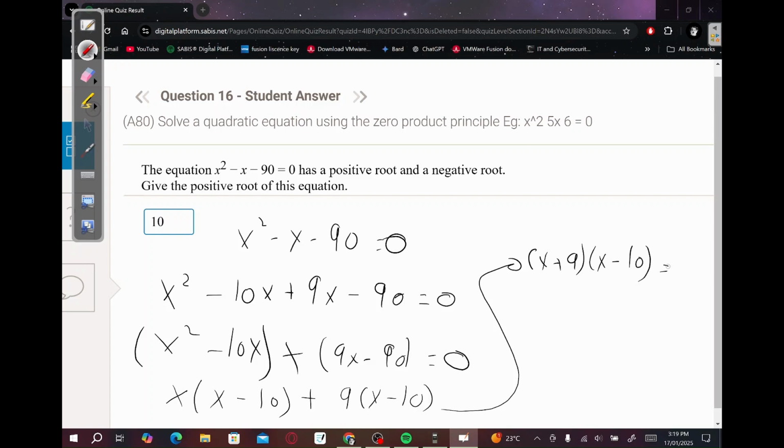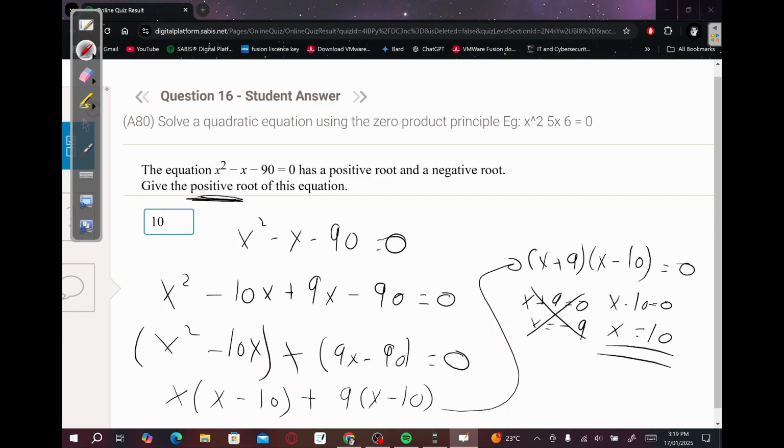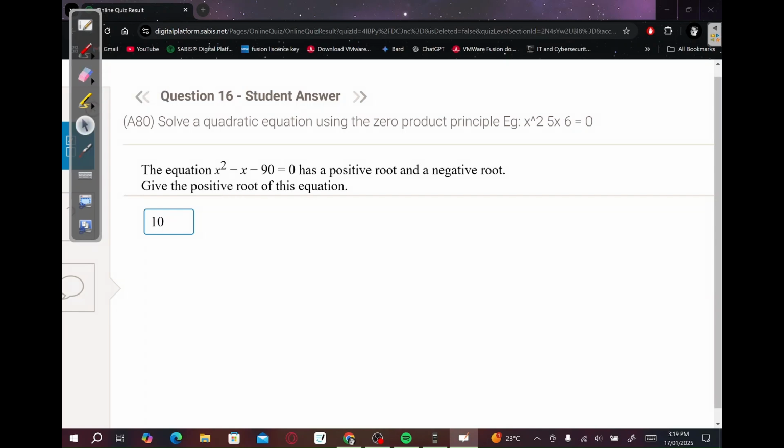Now, this equals 0. X plus 9 equals 0, x equals negative 9. They want the positive root, so this is not what we want. So x minus 10 is equal to 0. X equals 10. And this is our answer. Okay, question 17.